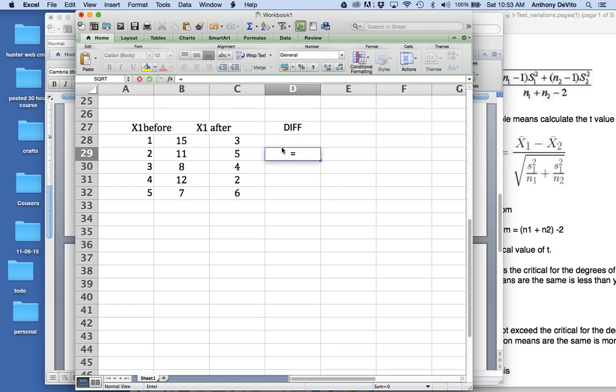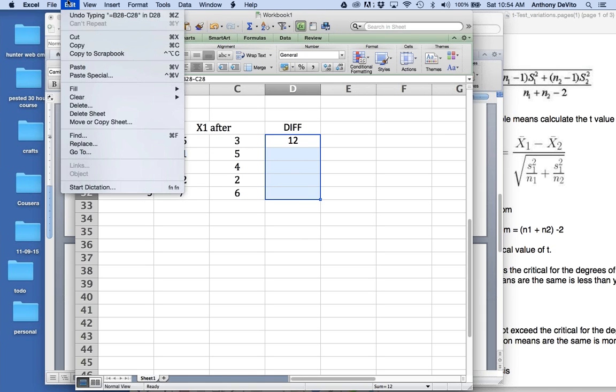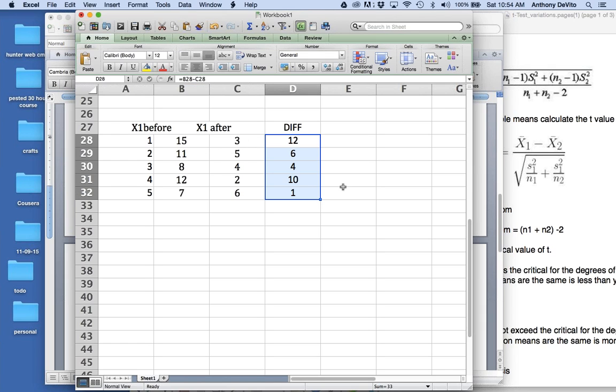Okay, so let's look at what those differences are. Those differences are 15 minus 3, which comes out to a difference of 12. So I'm going to copy that down. Most of these people showed an improvement.